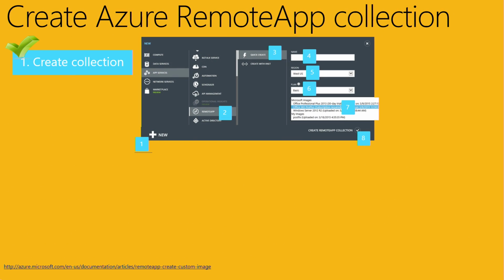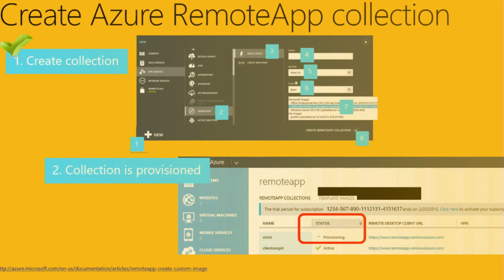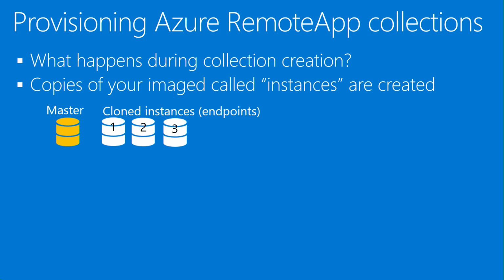So we talked about creating a deployment, 8 steps, pretty quick and easy. And then it's in that provisioning state. What's going on in the provisioning state? During that particular time, what is happening underneath the covers is you had that master image. That was your VHD that you imported and you selected and created it.